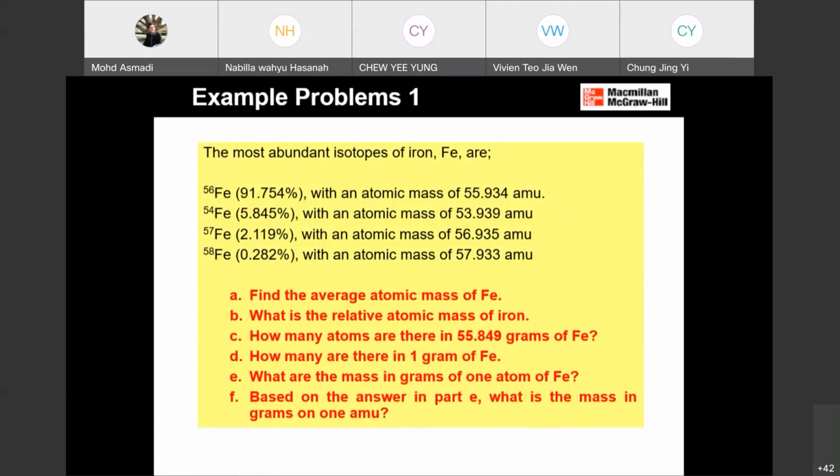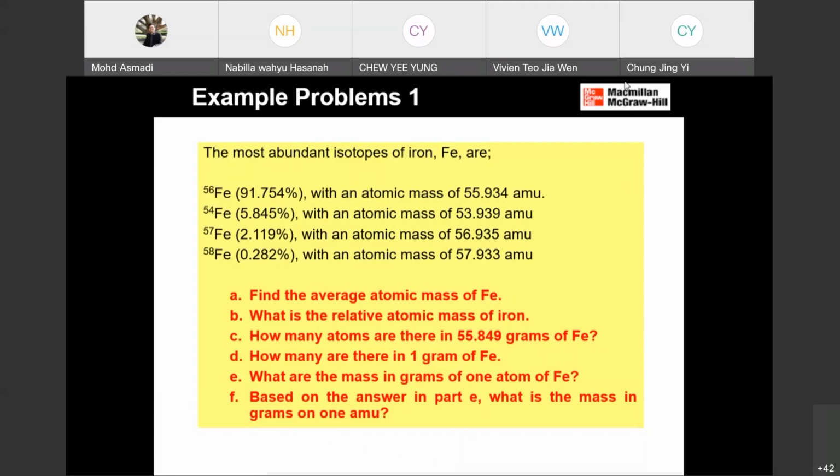So this is the example problem. Any questions? Any question from participants, audience? Okay, students? Clear? Okay, if it's clear, example problem 1. Let's do it together. 1s. The most abundant isotope of iron. Ferrum, iron. Okay, that's the isotope.